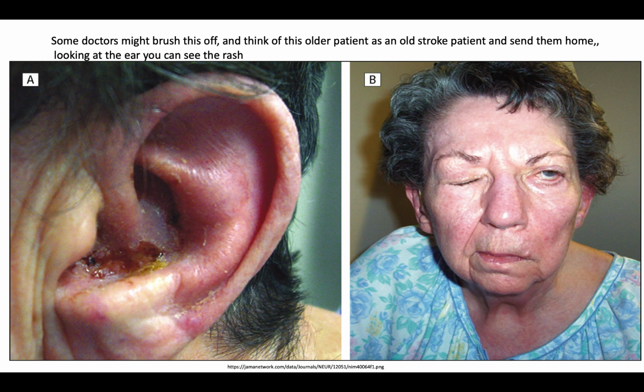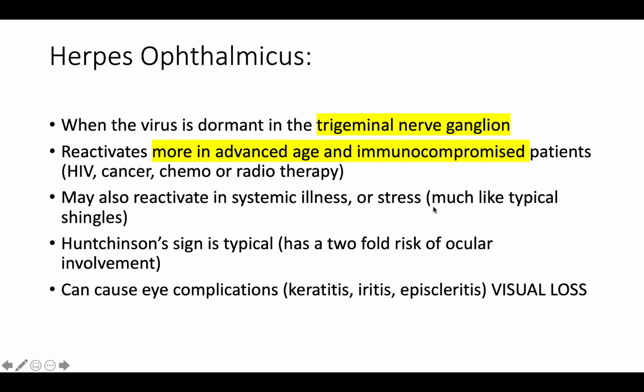Now some doctors might brush this off and think of this as an older patient. She has an old stroke. This is a patient with an old stroke, so she has a reactivation, poor thing, on the same side that is affected, the same side the cranial nerve here is affected. So the same side she had a stroke. Nobody looked in her ear and saw these vesicle eruptions here. So this was actually Ramsay Hunt, and she needed antiviral therapy.